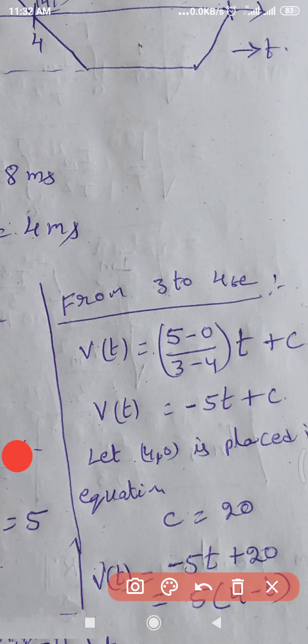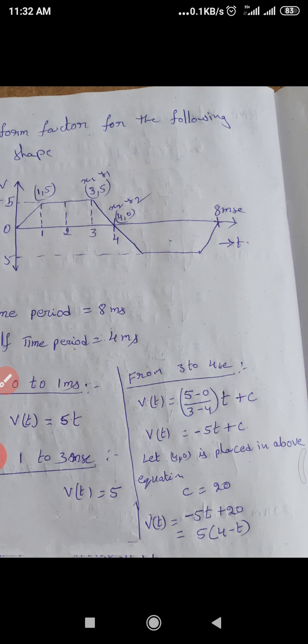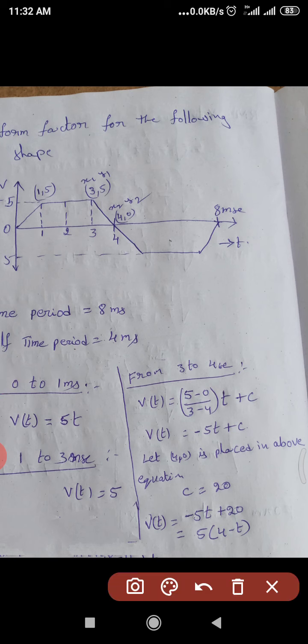So we get c is equal to 20. Now v of t is equal to minus 5t plus 20. If you take out the 5, we get 5 into (4 minus t). This is the equation for the wave shape from point 3 to 4.